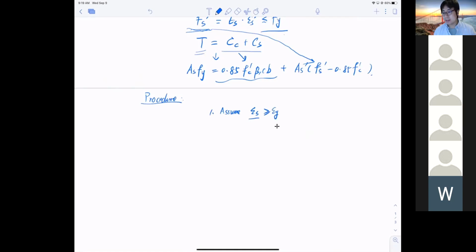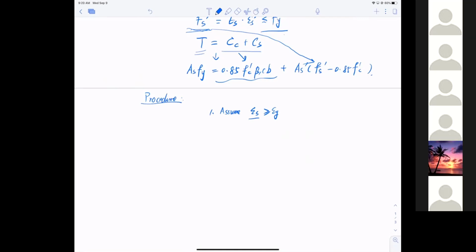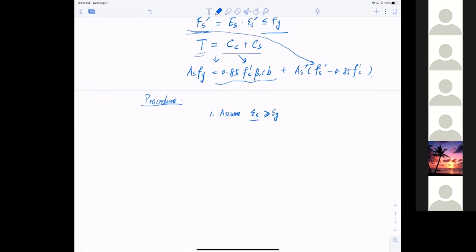Okay. Now, what is the yield strain? What is the yield strain of the steel? So I'm going to pick a student now. Justin. Yes. Hey, Justin, how are you doing? Good. How are you? Good. So, do you recall the yield strain for the rebar for a grade 60? For a grade 60, what is the yield strain for rebar?